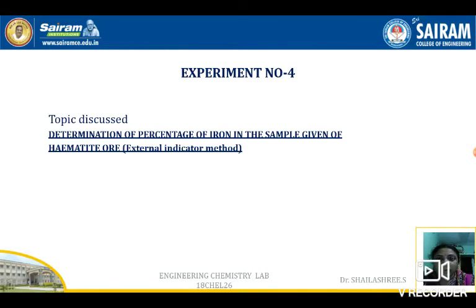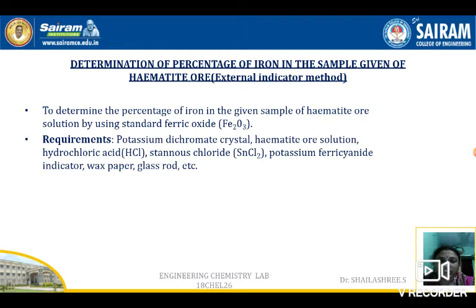Hello. In this session, we'll be discussing experiment number 4, determination of percentage of iron in the given hematite ore solution. This is an external indicator method. Here our aim is to determine the percentage of iron in the given sample of hematite ore solution, which contains mainly ferric oxide.